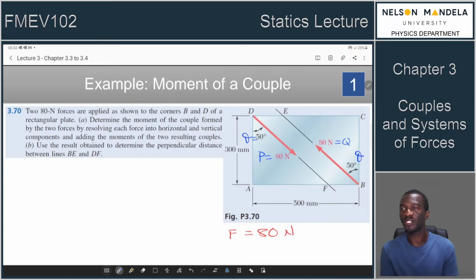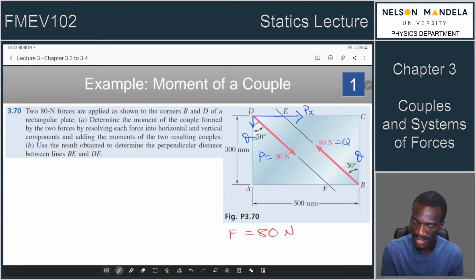If we are to resolve, the method is to resolve into horizontal and vertical components. The horizontal component of force P obviously points in that direction, so that would be P in the X. The vertical component of P points in that direction. That would be P in the Y. The vertical component of Q would be Q in the Y. The horizontal component would be Q in the X. So we now have the components.